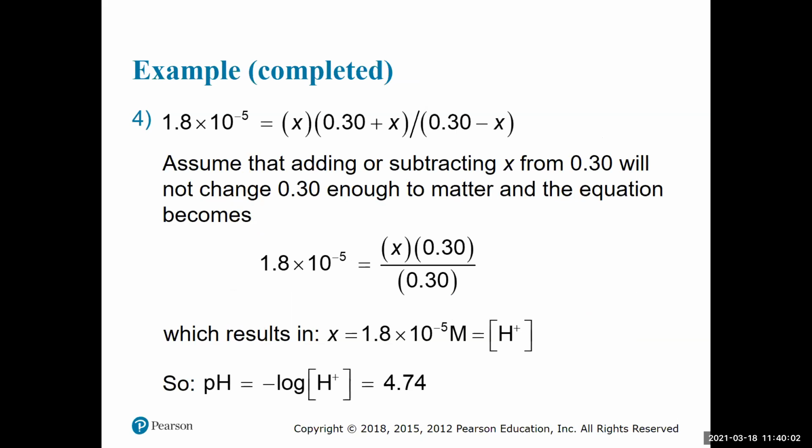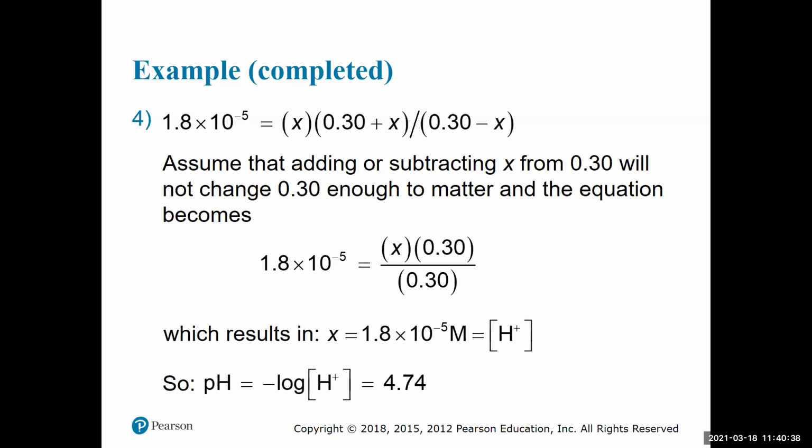We go ahead and then put our values in. We have X times 0.30 plus X in the numerator, 0.30 minus X in the denominator. We're going to do our assumption that we've been doing with weak acids and weak bases. We're going to do that again here and say that the amount of X relative to 0.3 for both the products and the reactants is pretty little. So we're going to ignore that. This goes back to what we've been doing with the weak acids and weak bases.